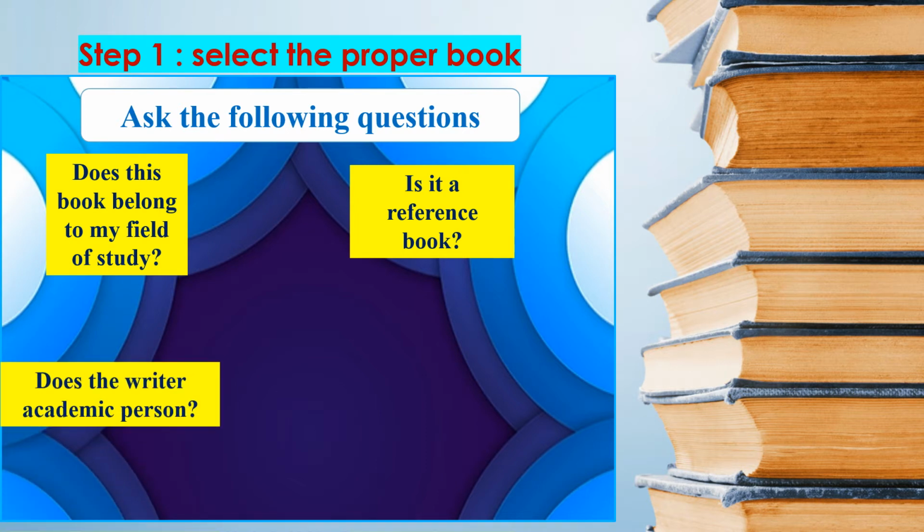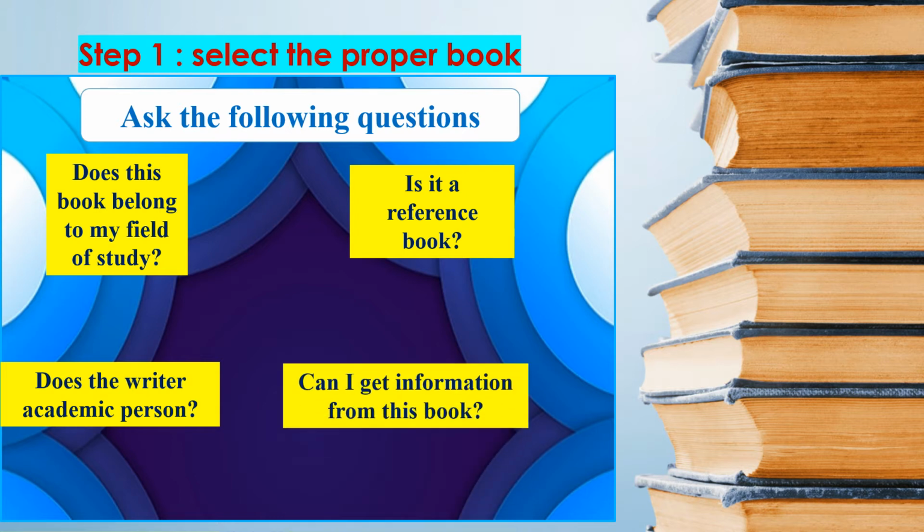Is the writer an academic person or not an academic person, such as writers who write novels or science fiction? So this is not an academic person. So does the writer belong to the academia world or not? This is very important to answer.